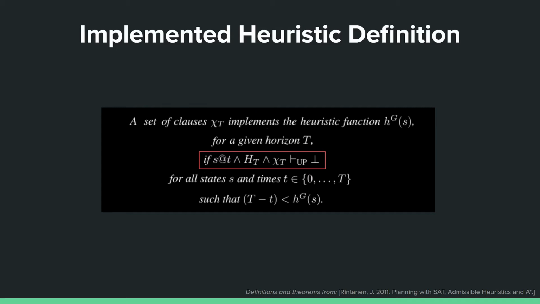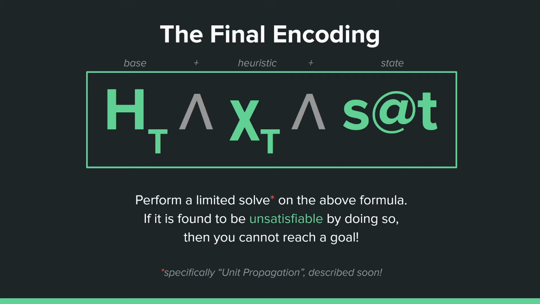So his definition is, if a heuristic is implemented in SAT, we take our base encoding HT, a heuristic encoding chi-t, and any state at some time step, and combine it together. If we then perform a limited solve on it, and we find that it's unsatisfiable, then it is impossible to reach a goal from that state before hitting the search bound.